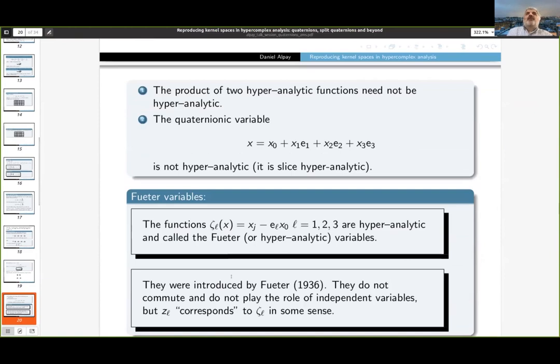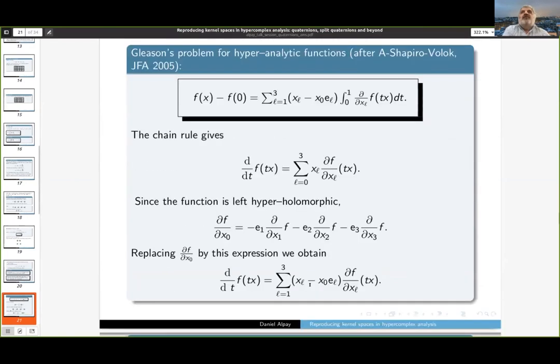Now, as was also mentioned in the previous talk, the product of two hyperanalytic functions is not hyperanalytic, and the quaternionic variable is not hyperanalytic. So those are quite negative things. On the other hand, you have here these variables, which are called the Fueter variables, which are hyperanalytic, and which are in some sense the building blocks of hyperanalytic functions. They were introduced by Fueter in '36. In the next slide, I would like to explain how they can be introduced in a different way, in work done with Shapiro and Volok some time ago.